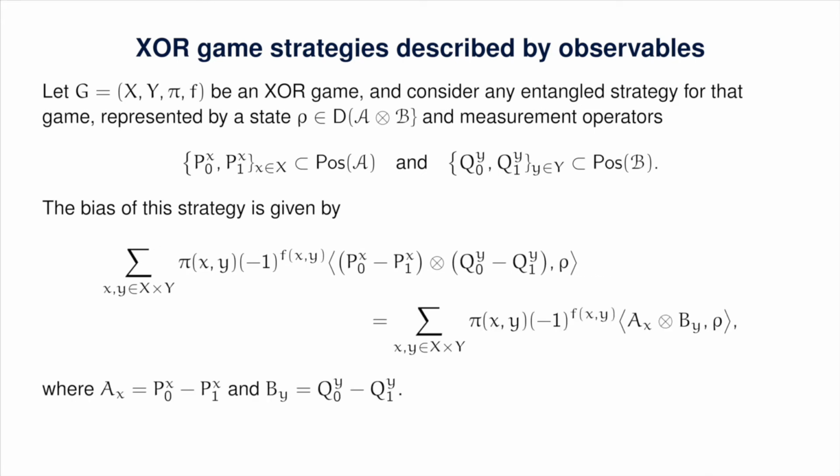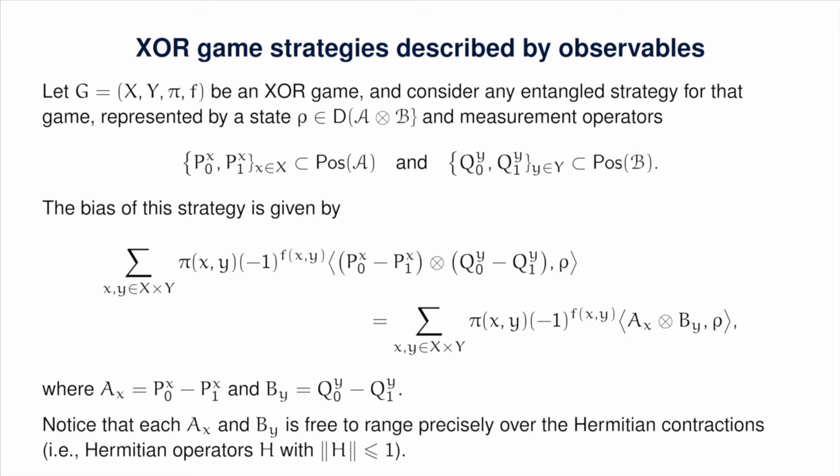And now, if we define a sub x to be the difference between px0 and px1, and likewise define b sub y to be the difference between qy0 and qy1, then we obtain the simple expression for the bias of Alice and Bob's strategy that's written here. You can think of a sub x and b sub y as being Hermitian operator observables in the parlance of quantum mechanics, which are Hermitian operators whose eigenvalues represent the possible outcomes of a measurement.